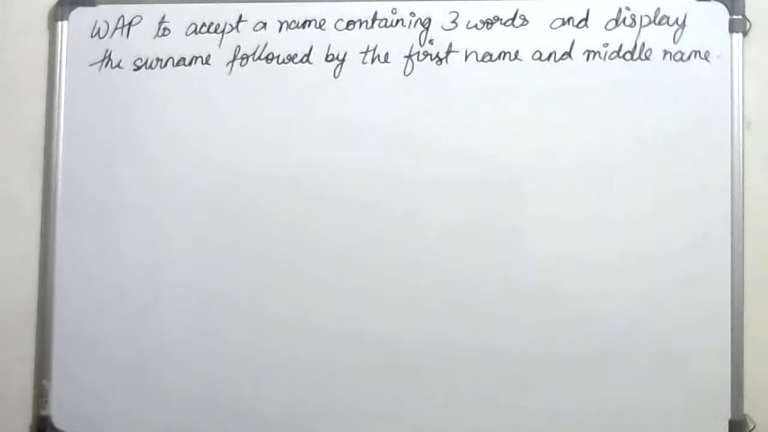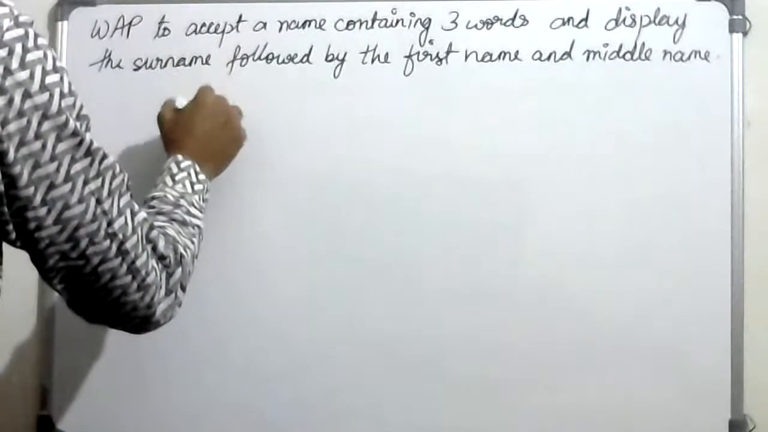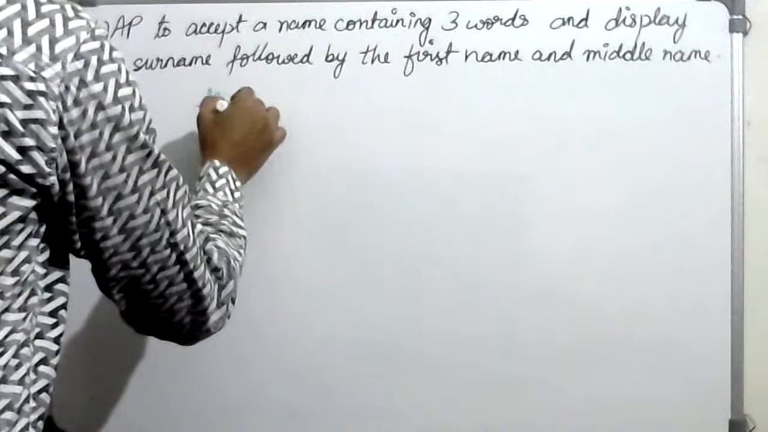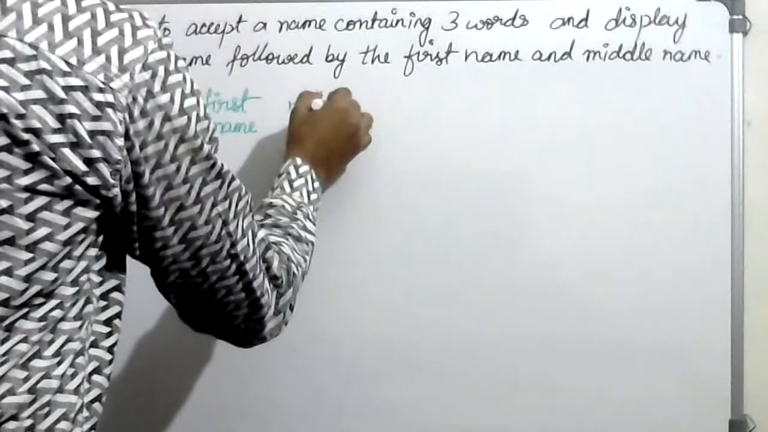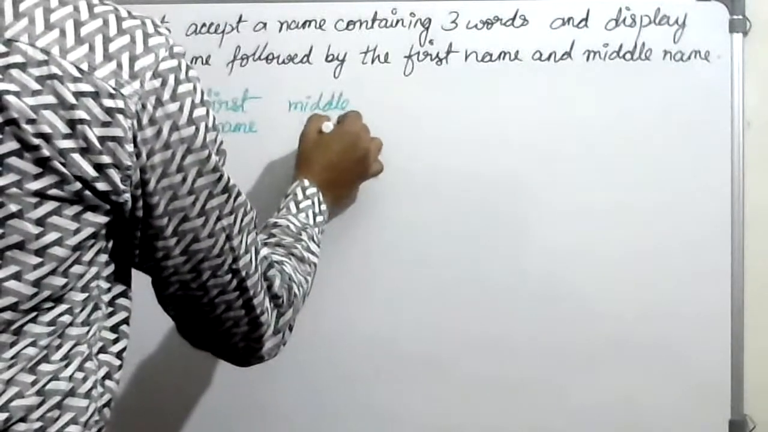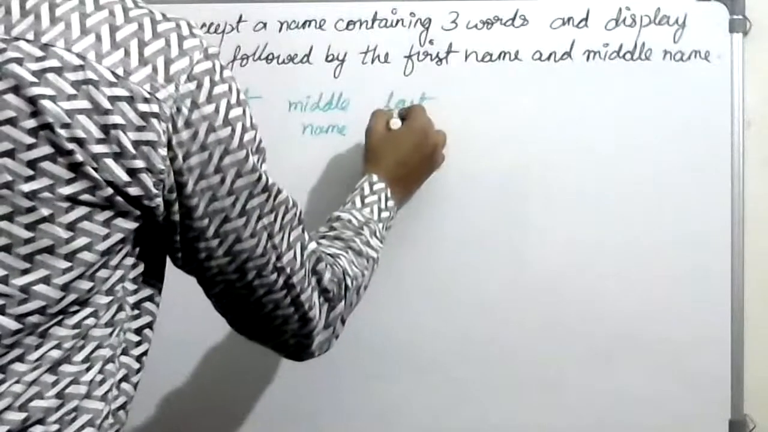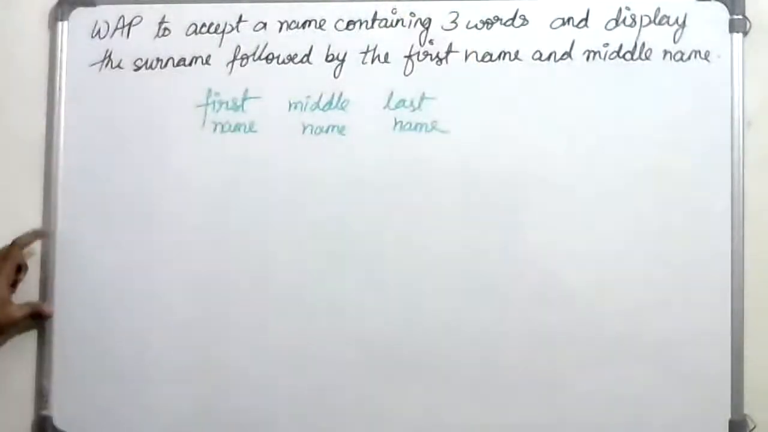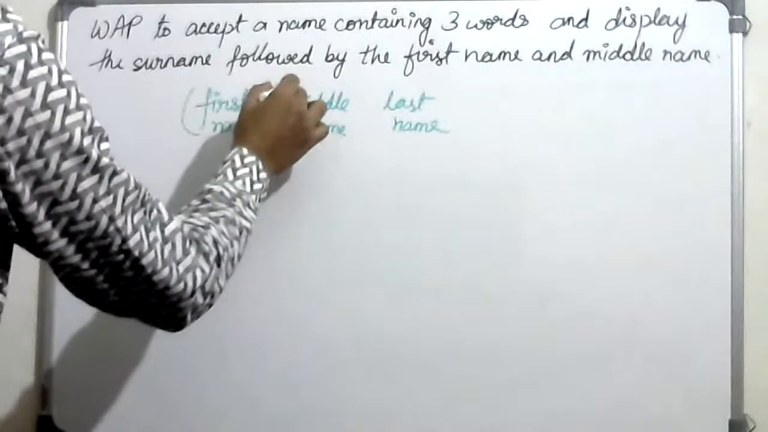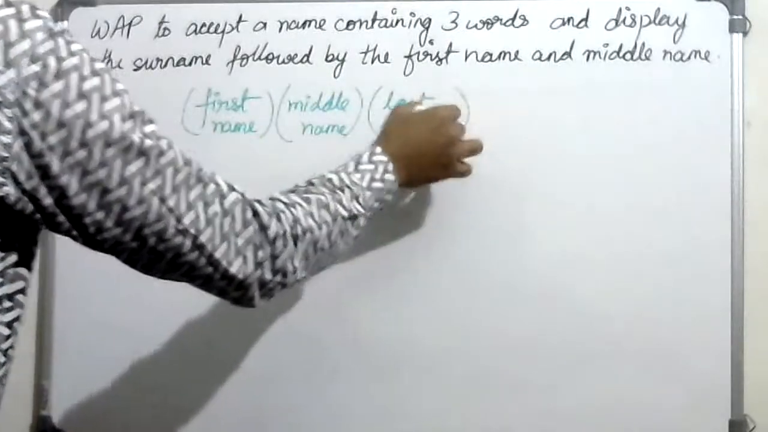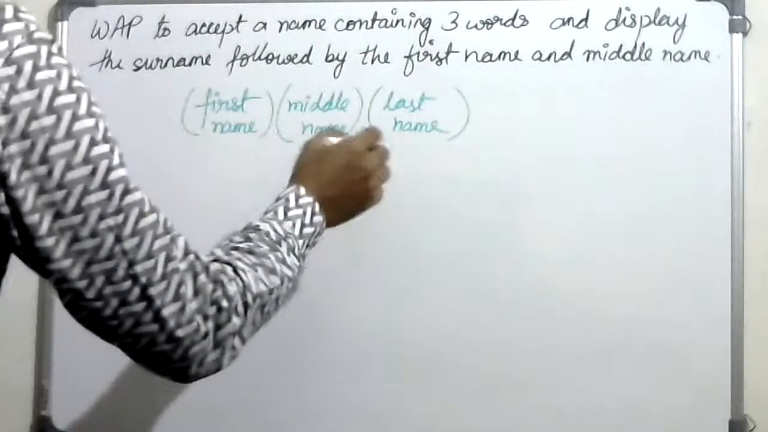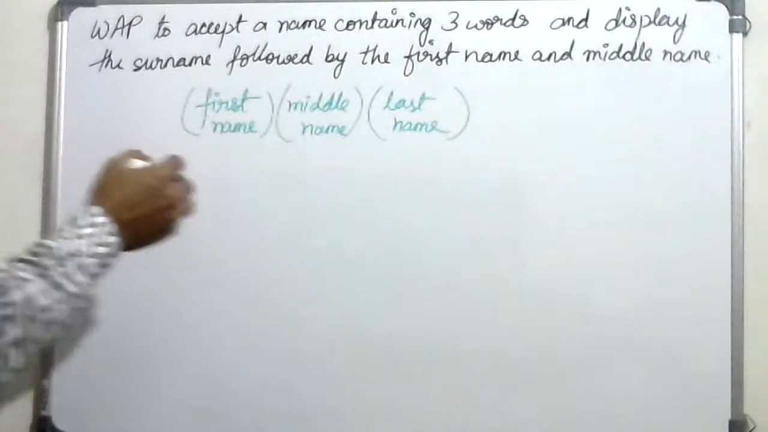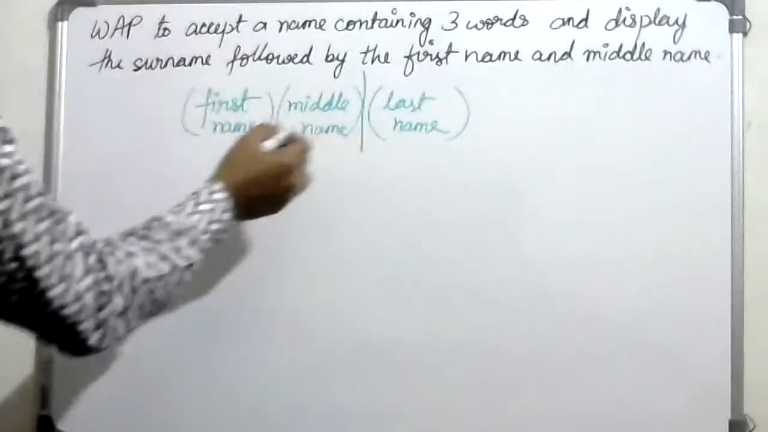So if a name consists of 3 words, the 3 parts will be the first name, the middle name and the last name. So the total name will be of 3 words. So the first word will be the first name, the second word will be the middle name and the last word will be the last name. So in the question, what they have asked you to do is interchange the positions of the last name and the first and middle name.